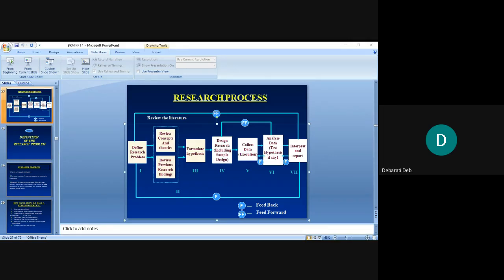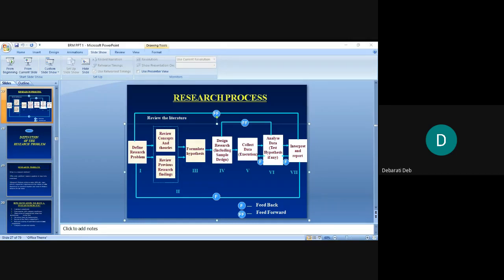Then in the fifth step, once you design the entire planning of your research, you need to go for collecting the data. As I told you yesterday also, since you're doing a small project, 7 days is the maximum and more than enough for the data collection. It is the step where you really execute your research.